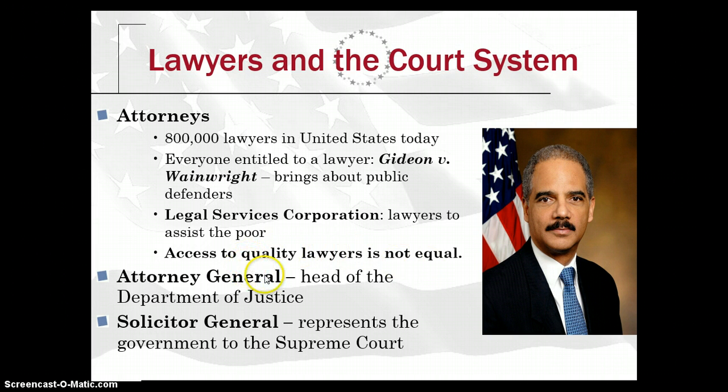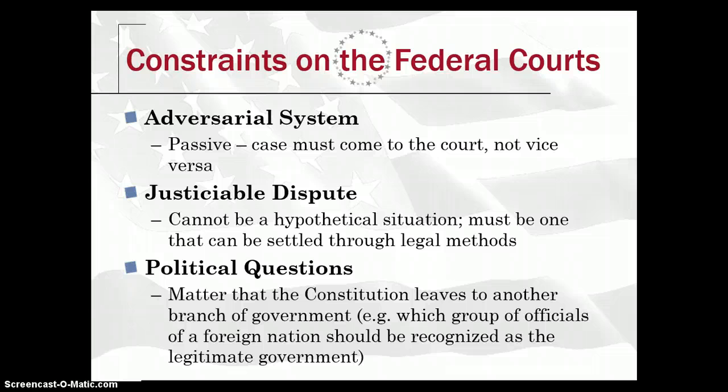But nevertheless, the government does have lawyers, and the head of the Department of Justice, which does seek out which cases to pursue and appeal and who to charge and indict, would be the Attorney General. And the head lawyer for the government that goes to the Supreme Court is known as the Solicitor General, just as information should you ever see it on an exam.